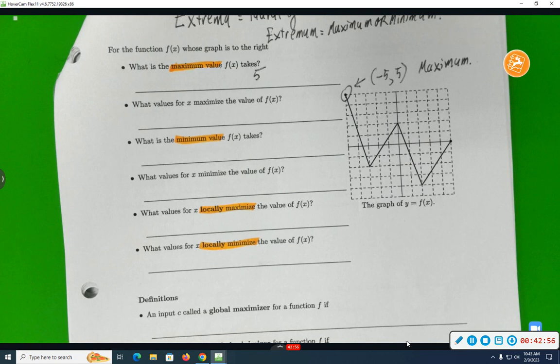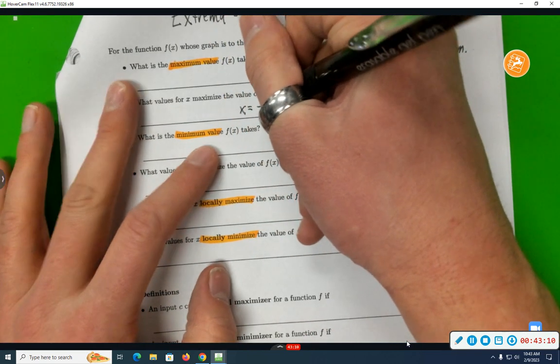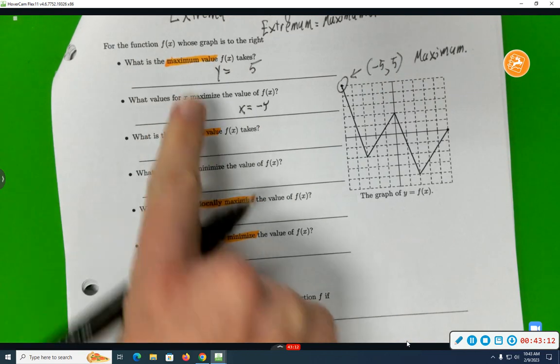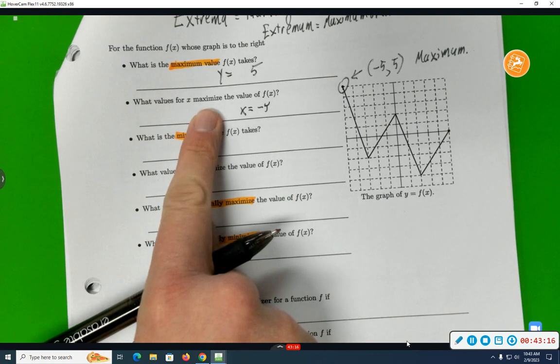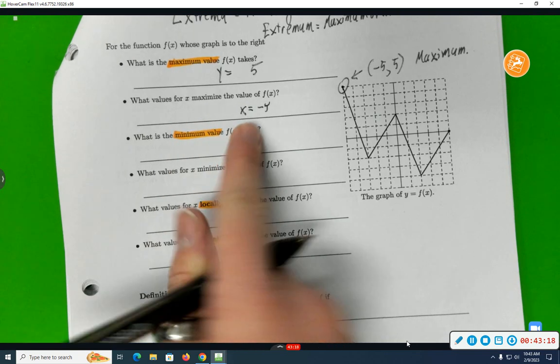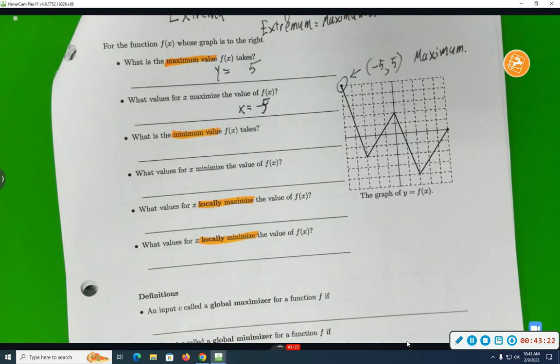5. But you also told me the input that produces it. What input produces that value of 5? Yeah. So when someone asks you for a value, an output value, they want the y value. If someone asks for the input, they want the x value. Same question, but minimum. What is the minimum value this function takes?